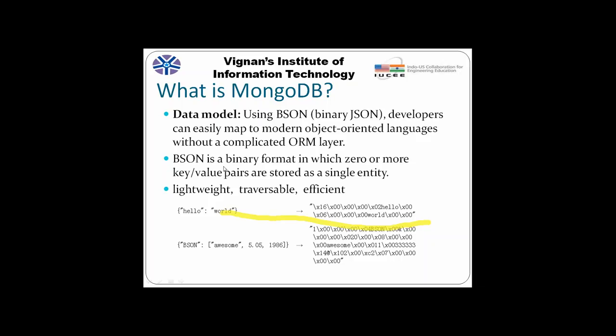As I already said, MongoDB is based on BSON and JSON. So the benefit of JSON can be adopted and implemented. It is lightweight, traversable, and efficient. See the example of the data: hello world, this is the format. And in the BSON format, we are writing something here, and it has its own identities. The representation part we are writing here.